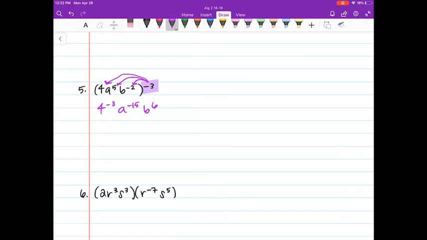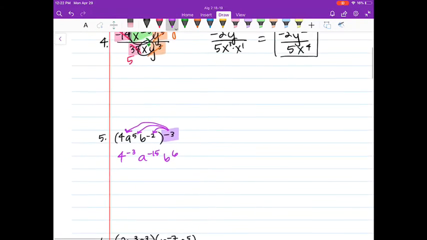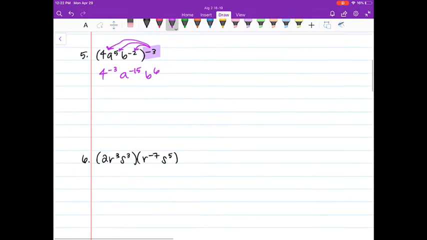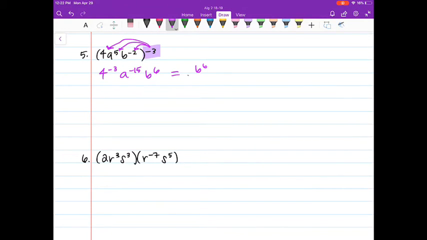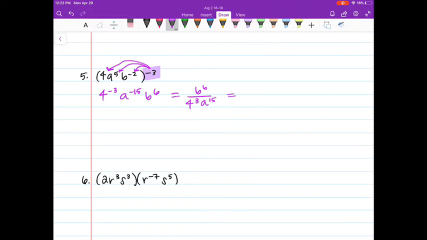Now anything with a negative exponent needs to move to the denominator. Oh boy. So we've got b to the 6th is all that's left on top. And then 4 to the positive 3rd, a to the positive 15th. Lastly, I would just go ahead and say what 4 to the 3rd is, because that's one that we should have memorized by now. b to the 6th over 64, a to the 15th.